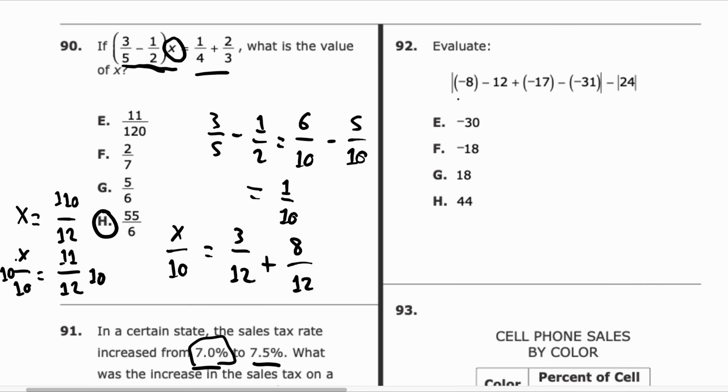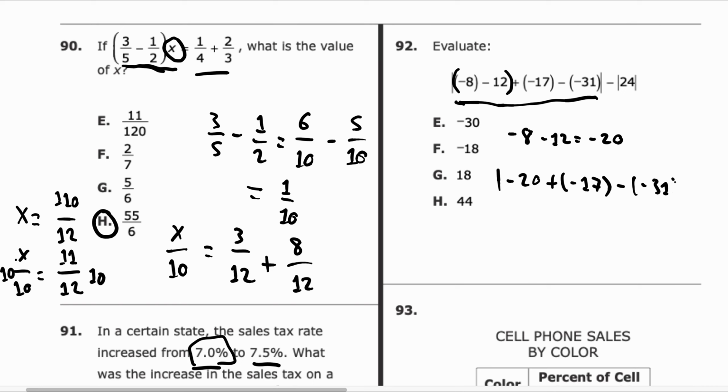So the first thing that I want to do is I want to simplify this absolute value. And in order to do that, I need to add or subtract basically everything inside of this expression. So according to order of operations, I'm going to start from the left and go to the right. So we know that negative 8 minus 12 is negative 20. So now I have negative 20 plus negative 17 minus negative 31.